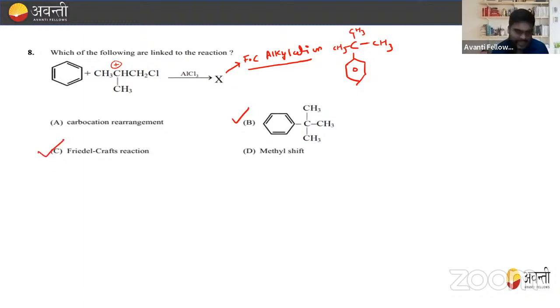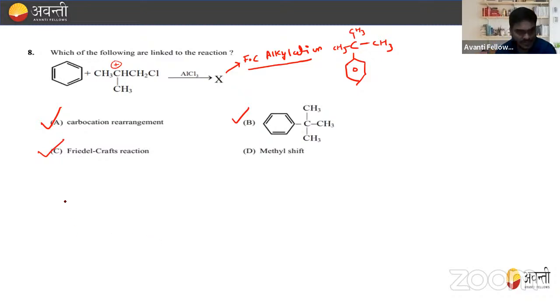Carbocation formation takes place. Yes, carbocation formation takes place. Methyl shift takes place? No, here there is no methyl shift, right? And no hydride shift is present here, right? So there is no methyl shift in this reaction. When this is treated with AlCl3, first of all, the carbocation formation takes place, right?